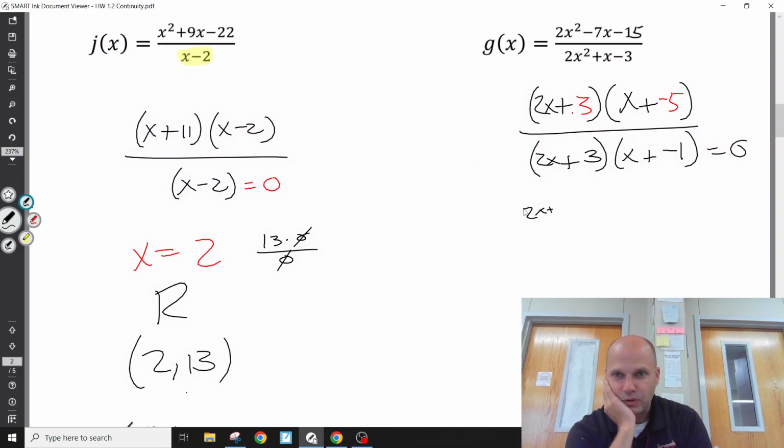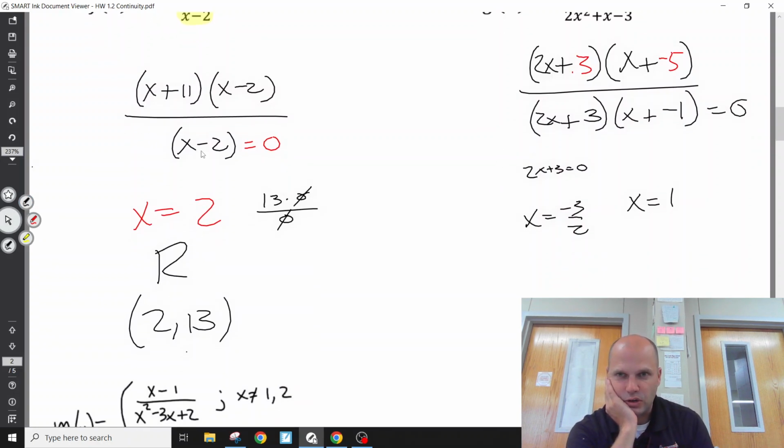When does 2x plus 3 equal 0? You have to solve that. Subtract 3, divided by 2. x minus 1 equaling 0, x equals 1. Those are our two discontinuities. Don't cancel things too quickly. Oh, this will be fun, though.